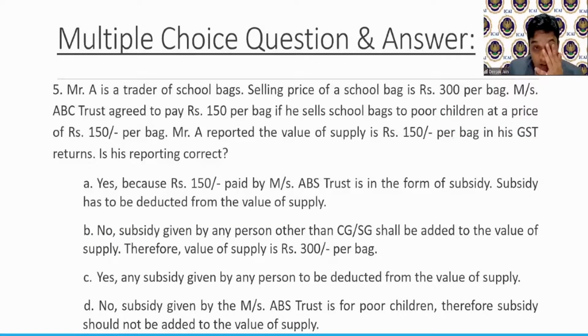Mr. A is a trader of school bags. Selling price of the bag is 300. M/s ABC Trust has agreed to pay 150 rupees per bag if he sells school bags to poor children at the price of 150. Mr. A reported the value of supply as 150 because he sold at 150 rupees. So he reported 150 rupees and paid GST in his returns. Is this reporting correct? If yes, why so? If no, why not? Reasons also have to be mentioned.